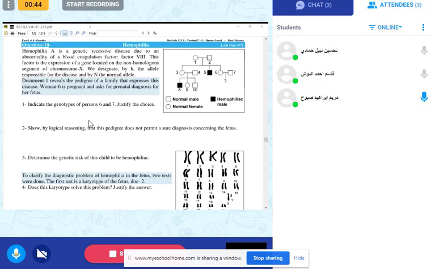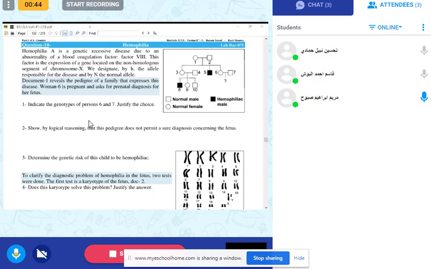So if factor 8 is missing in those people, they have a problem in blood coagulation. If they cut their fingers or, for example, took out a tooth, they will have a problem: the blood does not coagulate, meaning the bleeding does not stop easily.